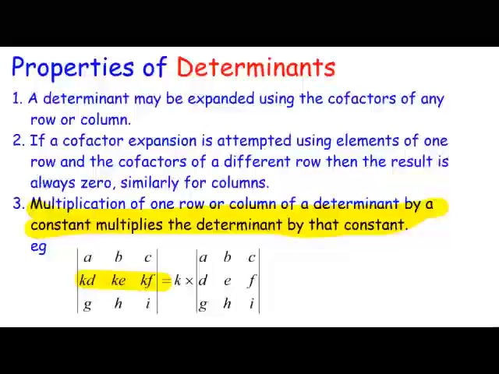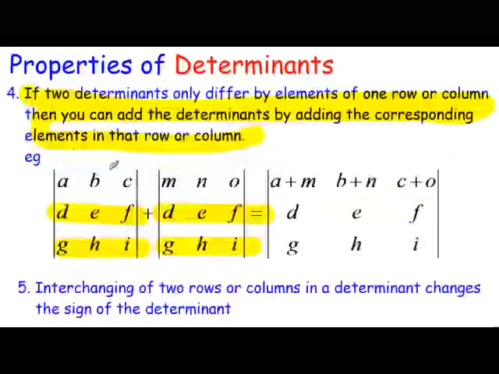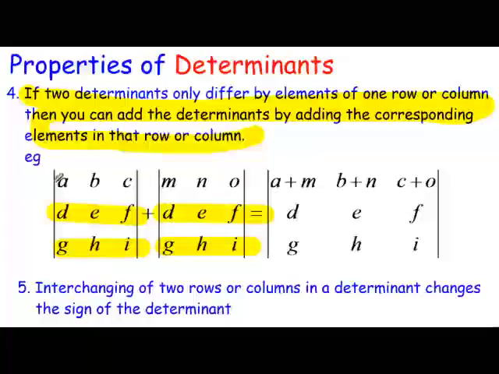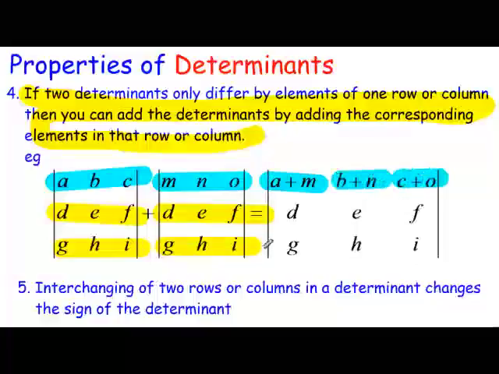Basically it says, if two determinants only differ by the elements of one row or one column, then you can add the determinants by adding the corresponding elements in that row. So what do I mean by that? Well, if you look here, you've got DEF, DEF, GHI, and GHI, and the only things which are different are obviously this one and this one. So what we do is we just add these two, you can see here, and keep the other elements the same. So that's quite a useful property of determinants.